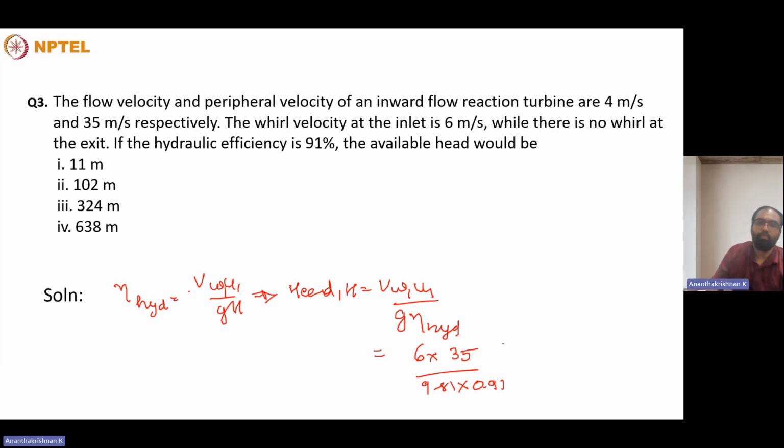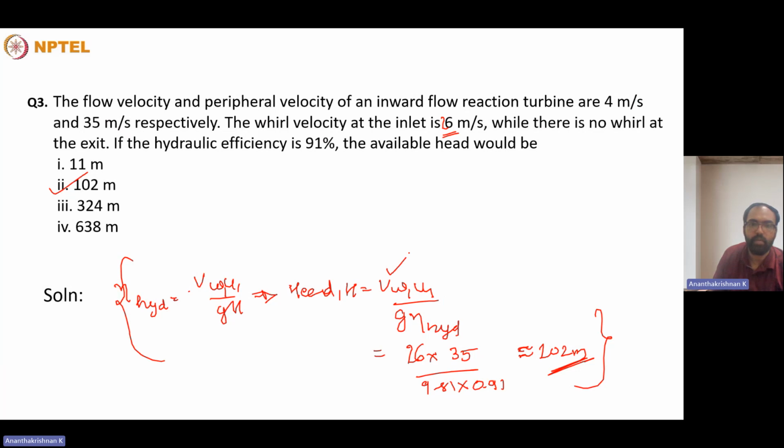I beg your pardon, there is a small correction in the value. The whirl velocity at the inlet is given as 26 meter per second. So we have to correct this to 26. So the value will be coming around 102 meters. The answer is B.